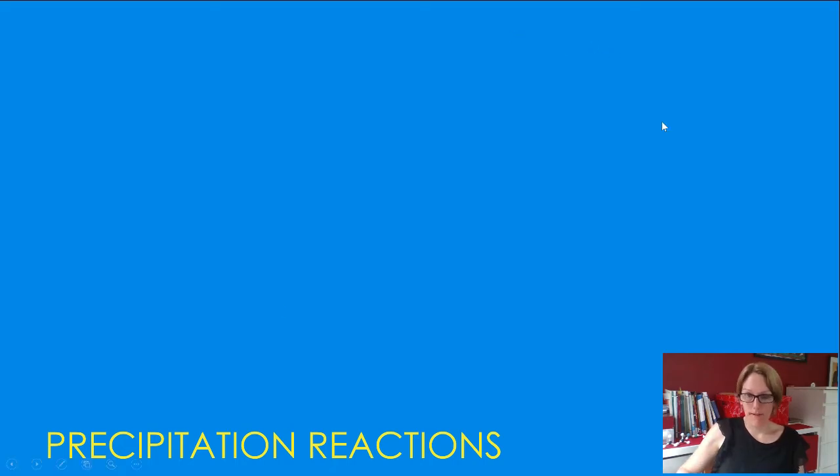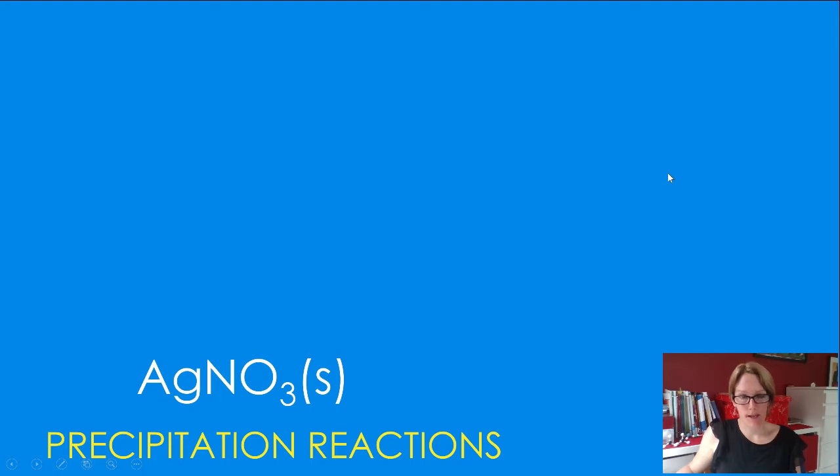Precipitation reactions, these are things that students really do struggle a little bit with at GCSE. So let's try and use some visuals to work out what's going on in a precipitation reaction. So we take a solid substance such as silver nitrate.